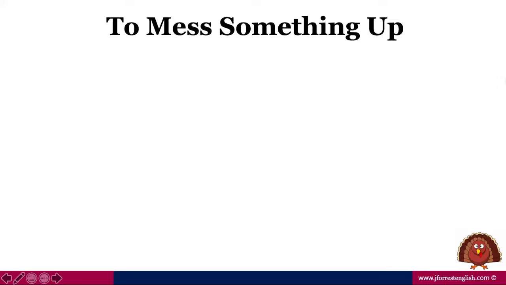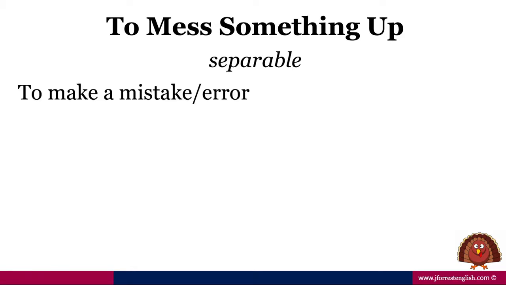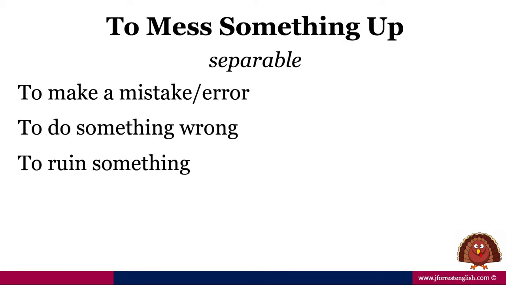Our phrasal verb is to mess something up. This is separable. Now, this means to make a mistake or an error, to do something wrong, or simply to ruin something like the dessert. And of course, you ruin it if you make a mistake or you do something wrong. So they're all related in their meaning.